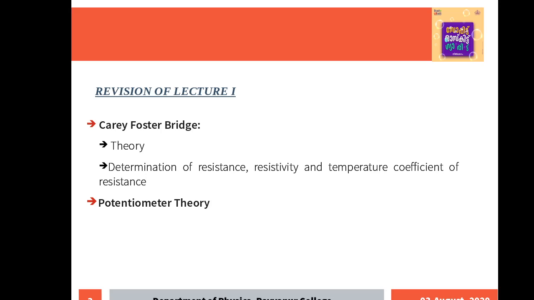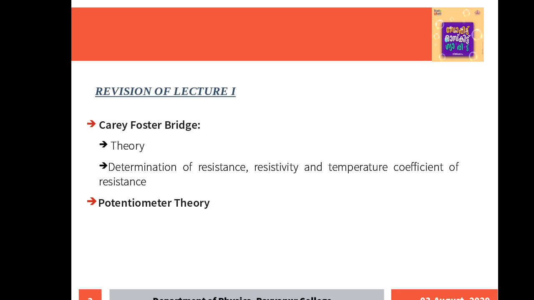One method was measuring the resistance at all temperatures, starting from 0 degrees Celsius, 10 degrees Celsius, 20 degrees Celsius, and going up to 100 degrees Celsius. Using the plot, we find the temperature coefficient of resistance using the equation alpha equals 1 by R0 dR by dT, where R0 is the resistance at 0 degrees Celsius. dR by dT we obtain from the graph.